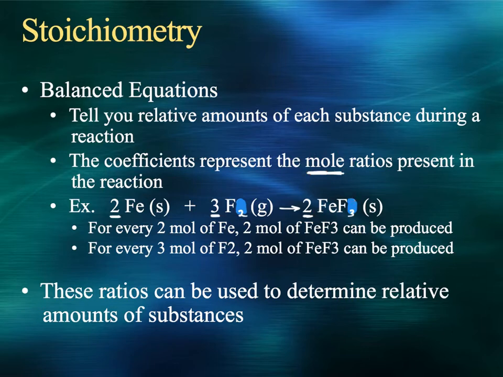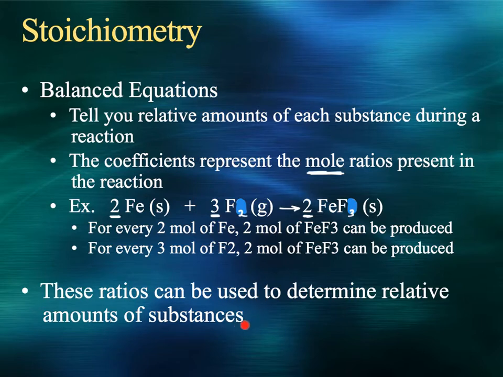It also tells you how much you can produce. If you've got 2 moles of iron, you can make 2 moles of iron 3 fluoride. So that's what this is saying down here. For every 2 moles of iron, you can have 2 moles of FeF3. For every 3 moles of F2 you could produce a maximum of 2 moles of FeF3. Okay. These ratios can be used to determine the relative amounts of substances.